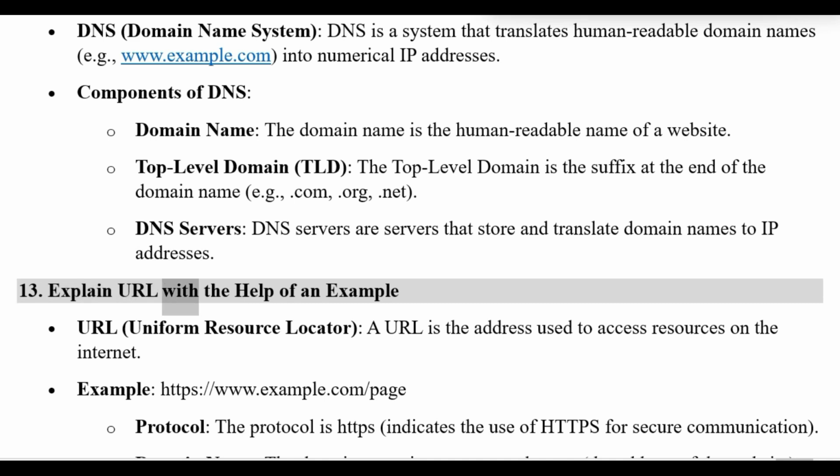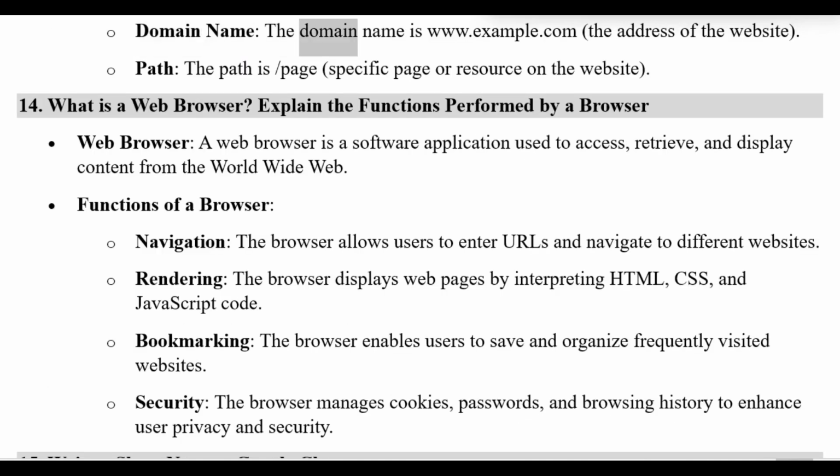13. Explain URL with the help of an example. URL. Uniform Resource Locator. A URL is the address used to access resources on the Internet. Example: https://www.example.com/page. Protocol. The protocol is HTTPS, indicates the use of HTTPS for secure communication. Domain name. The domain name is www.example.com, the address of the website. Path. The path is page, specific page or resource on the website.